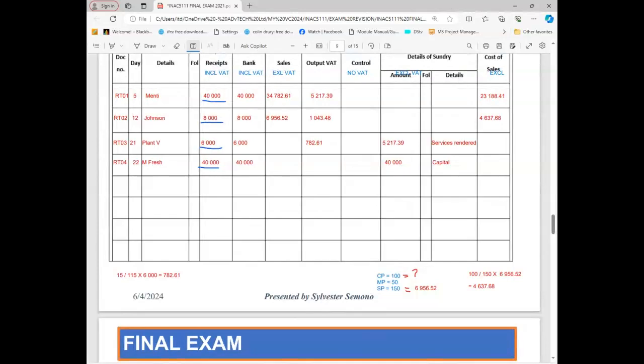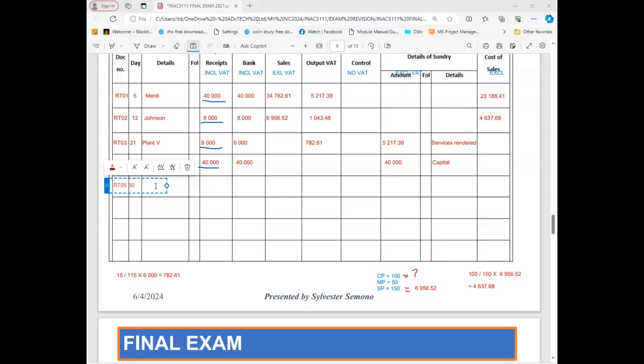On the 30th here, RT05. The date was the 30th. Okay. And then they didn't give us the name. So if they don't give us the name, we'll just say cash sales. Okay, so if they don't give you the name, just say cash sales.